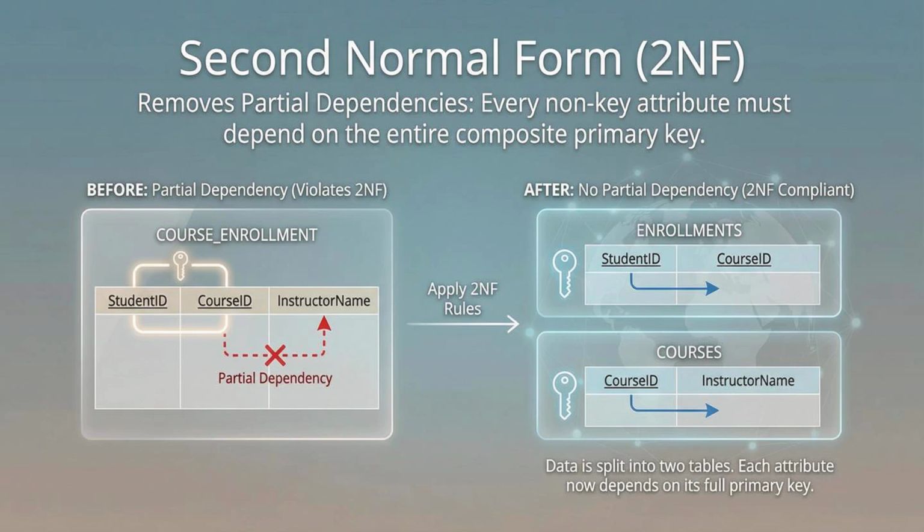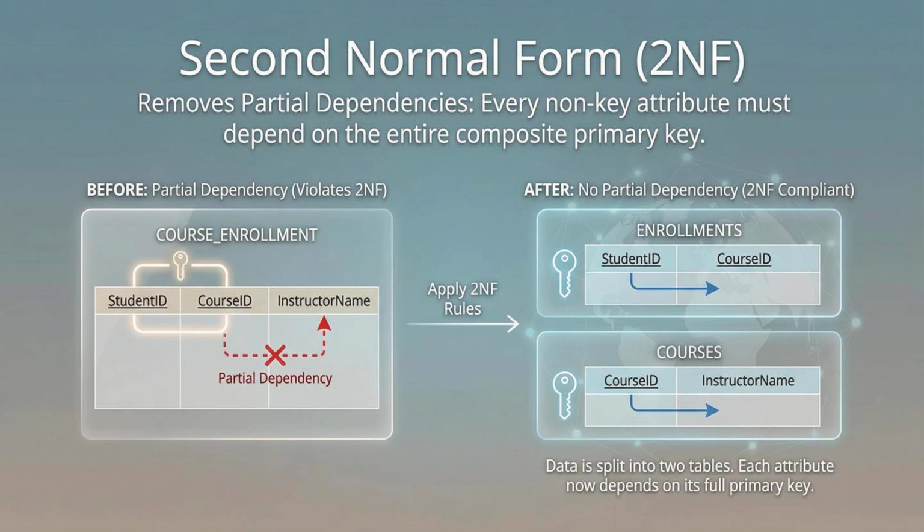All right, let's dive into the second normal form, or 2NF. Its primary objective is to eliminate partial dependencies. What's a partial dependency? It's when a non-key attribute, one not part of the primary key, relies only on part of a composite primary key instead of the entire key. A composite primary key combines 2 or more attributes to uniquely identify a record.